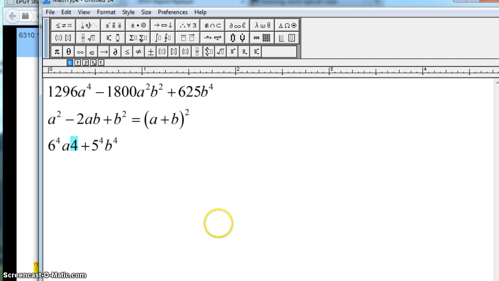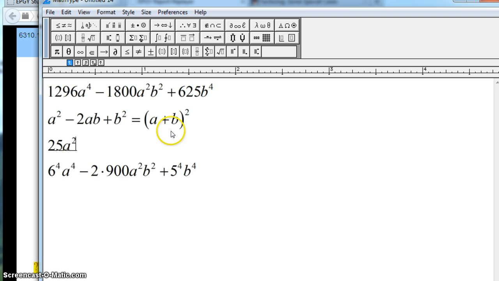A to the fourth equals or minus 1800. And actually, let's start rewriting it like this. So that's 2 times 900 a squared b squared. Okay, so again, just like if we had 25a squared, you would write in this parentheses, you would write 5a. We're going to just work with these.